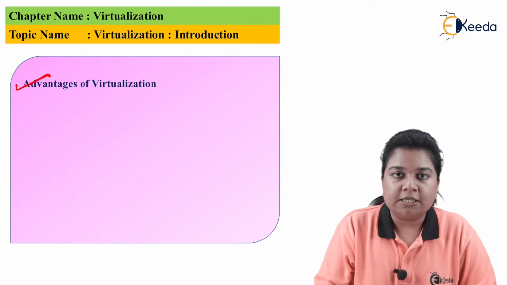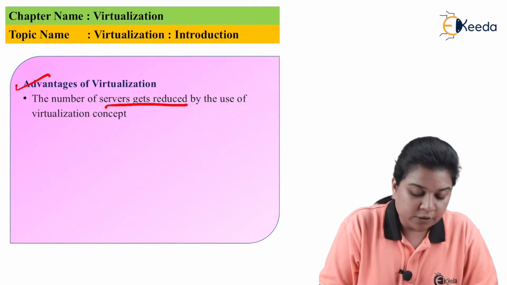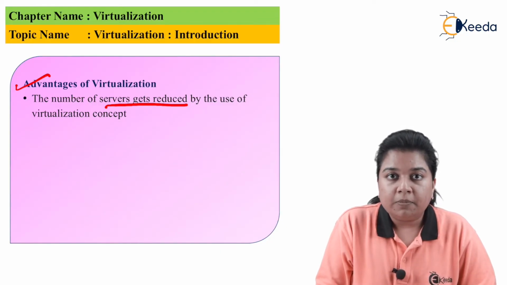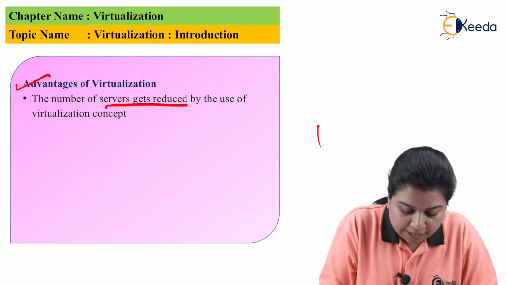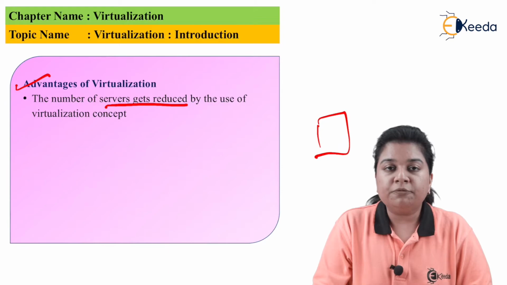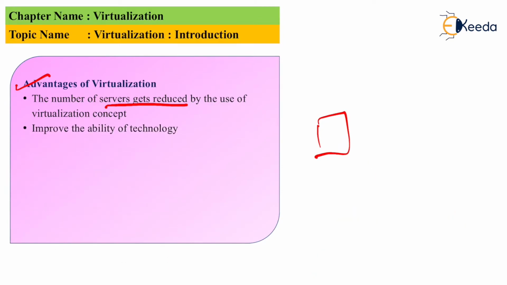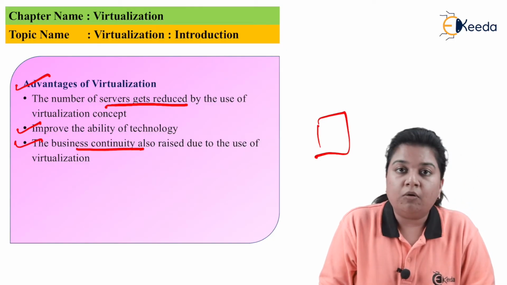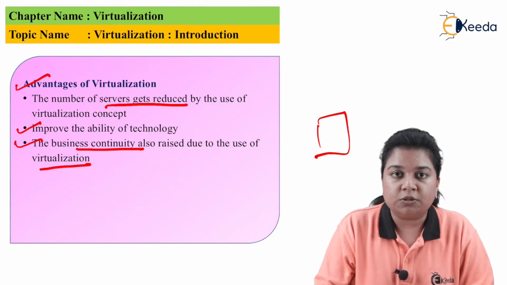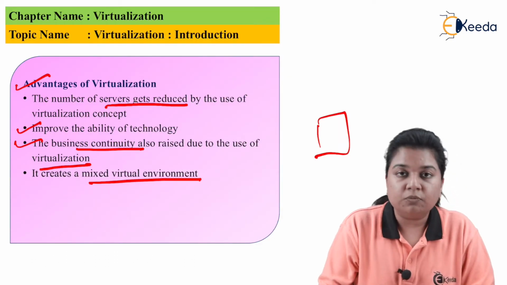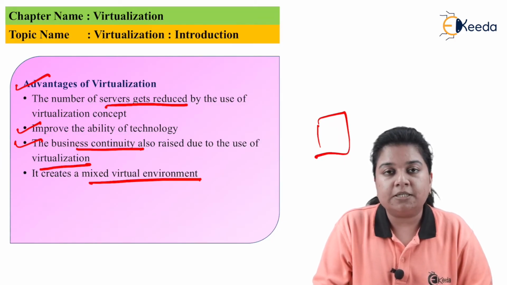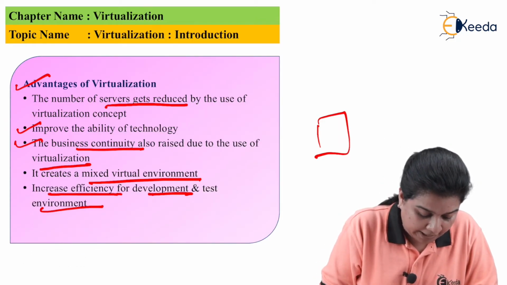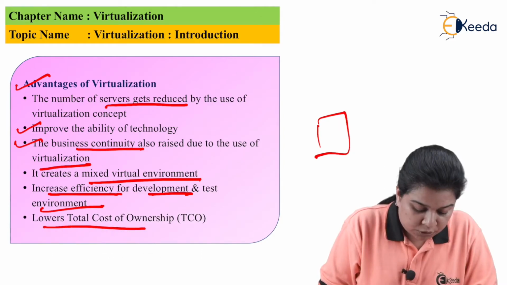Now, advantages of virtualization. The number of servers gets reduced by the use of the virtualization concept. That means we need not build several data centers for every user. We can have one data center for maximum users to use it to the full capacity of the hardware resources. Next point is improved ability of the technology. Another one, business continuity is also raised due to the use of virtualization. It creates a mixed virtual environment. Mixed virtual environment means it is the combination of the physical and the virtual environment. Increased efficiency for development and test environments. Lowers total cost of ownership.